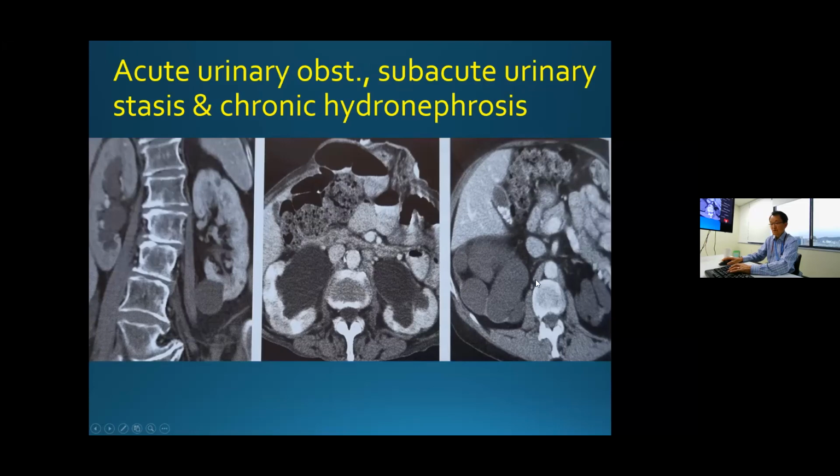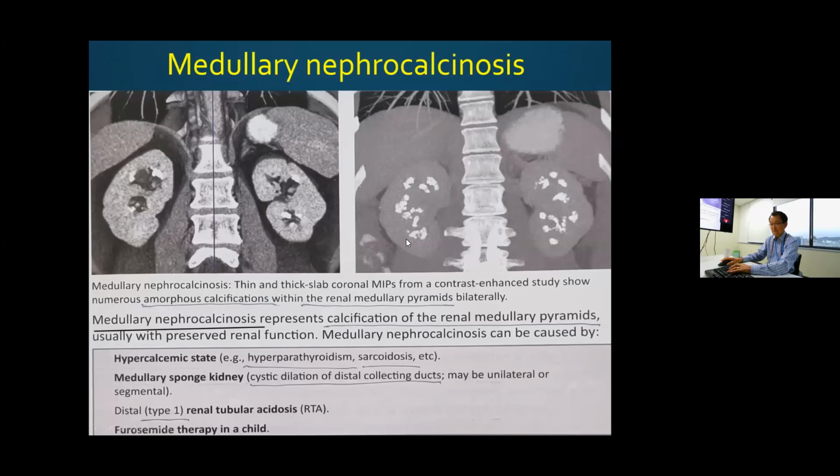There's this kind of things. It's a medullary nephrocalcinosis. It's a renal pyramid that has calcification. So you have to consider hypercalcemia, hyperparathyroidism, sarcoid, and that kind of things.